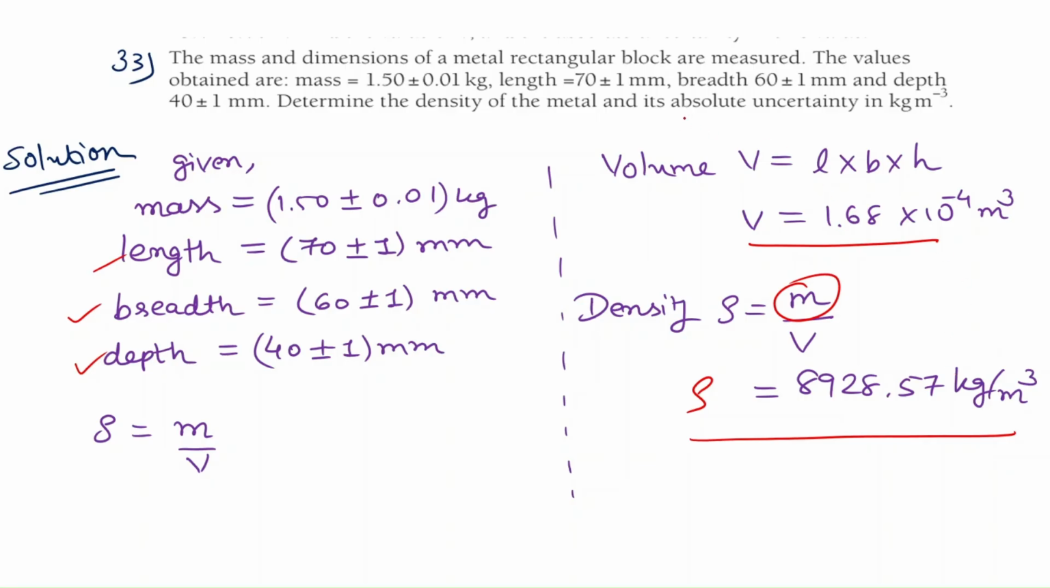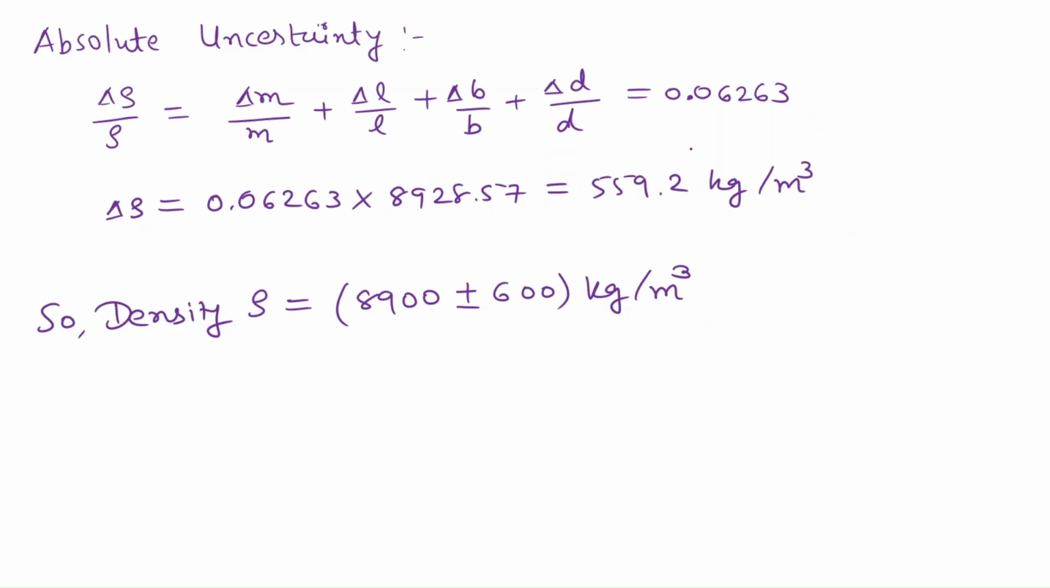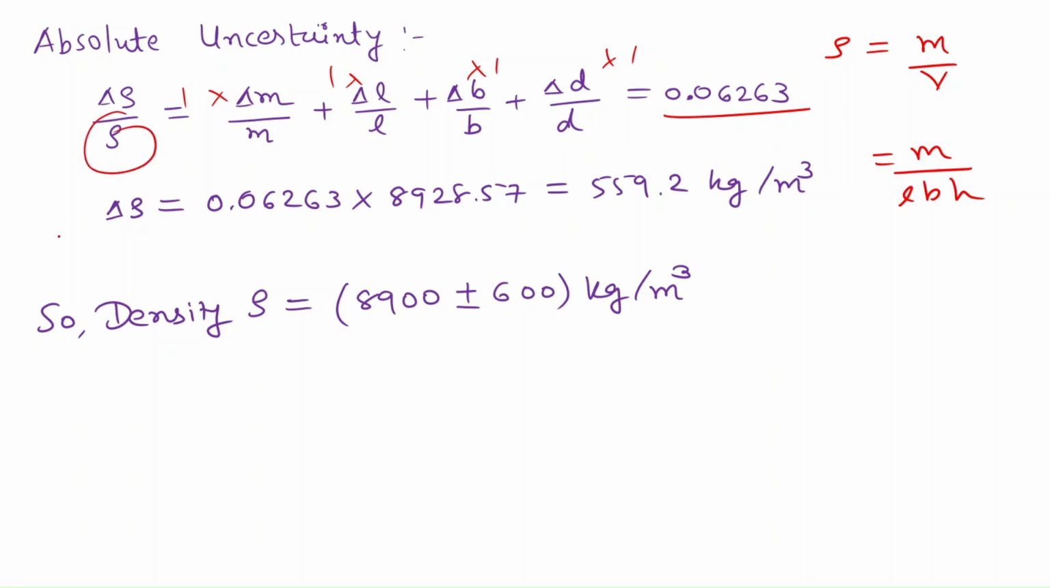Now it is time to find the absolute uncertainty. The formula is like this. The formula of rho is like this, and if I substitute the value of V here, meaning LBH, there is no power, so it means multiplication by 1 for all. You get the answer 0.06266, and you just multiply by this value of rho, and you get 559.2 kilograms per cubic meter.